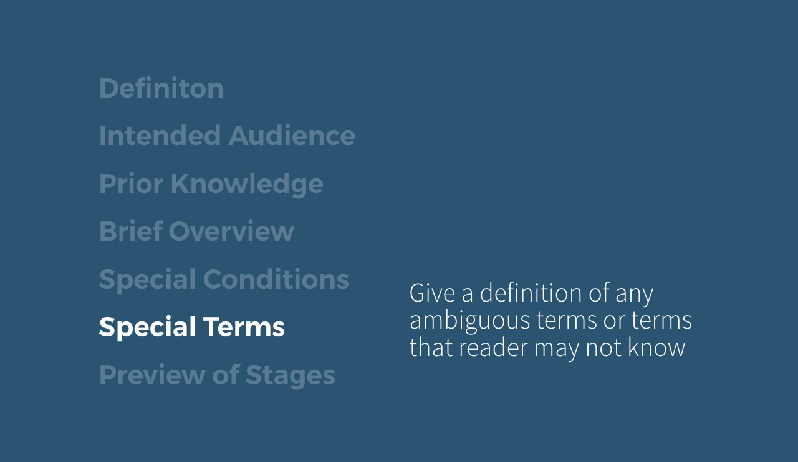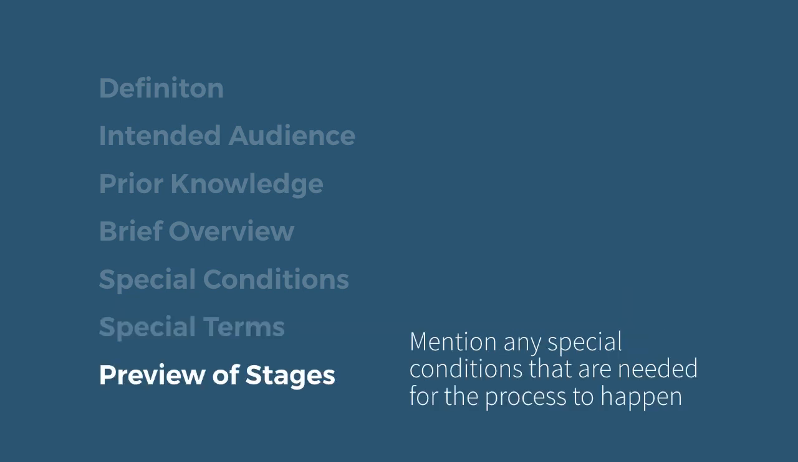Once you've gone through special conditions, you can then explain special terms. These are words that you're going to use in your process description, in your description of the stages, that you think the reader may not know. So you're going to explain the meaning of those words in the introduction rather than doing it in the description of the stages. And then lastly, just a list, the preview of the stages. Just like we did in a product description, we listed the major parts. Here, you're listing the major stages.